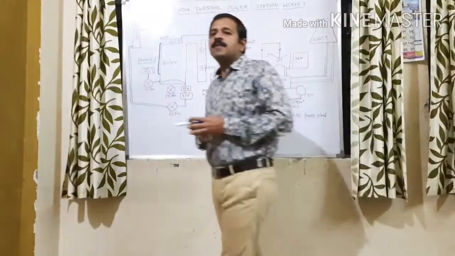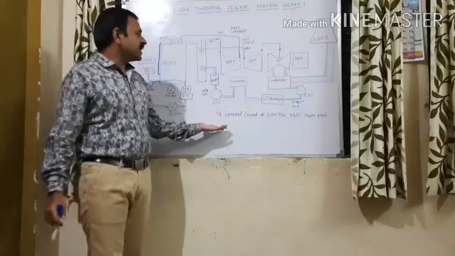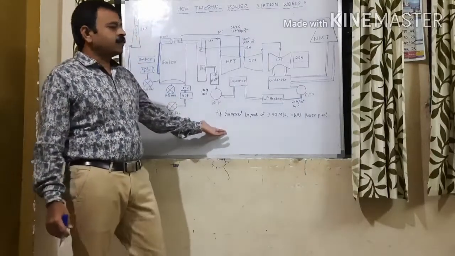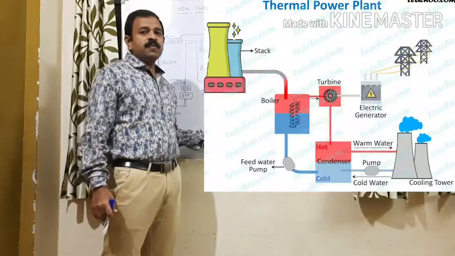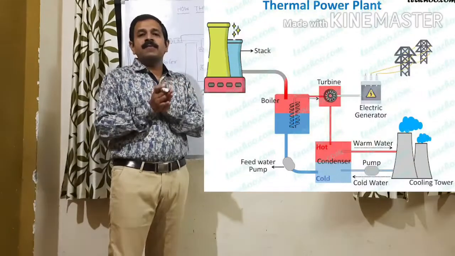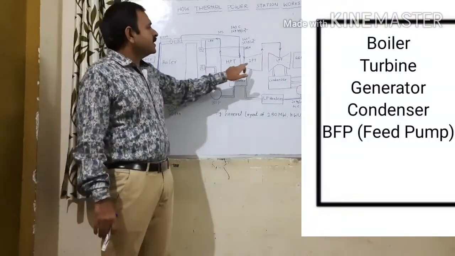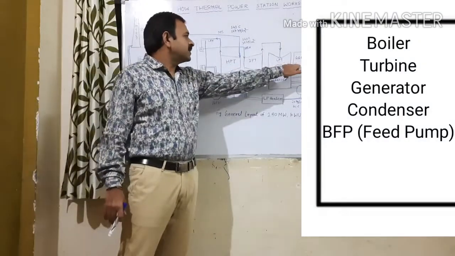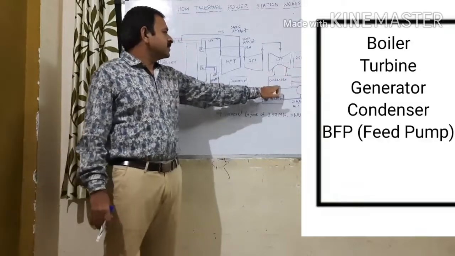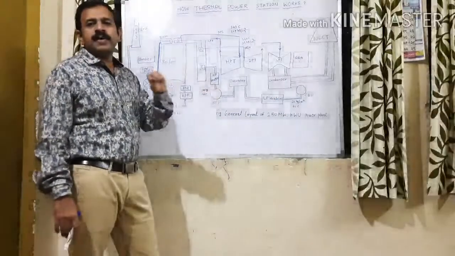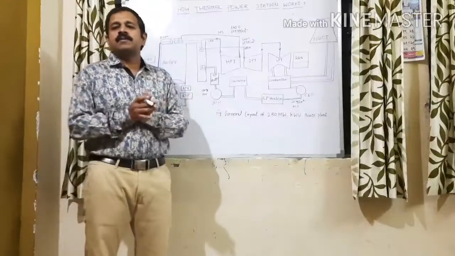Now, this is a generalized layout of a 250 megawatt power station. This is for 250 megawatt. The main components of the thermal power plant are the boiler, then turbine, then generator, then condenser and BFP. These are the main components of the thermal power station.